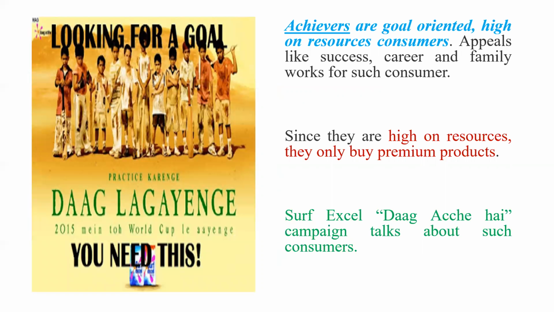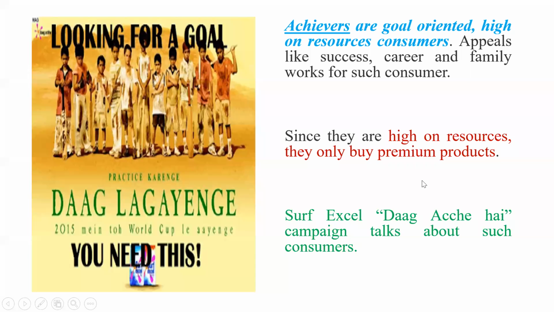Now coming to the achievers, they are goal oriented. They are very high on resources, and appeals like success, career, and family work for such consumers. Achievers have an internal drive to do something successful in their life. They want to achieve some goals. They want to be with their family, and they are very high on resources. They only buy premium products.